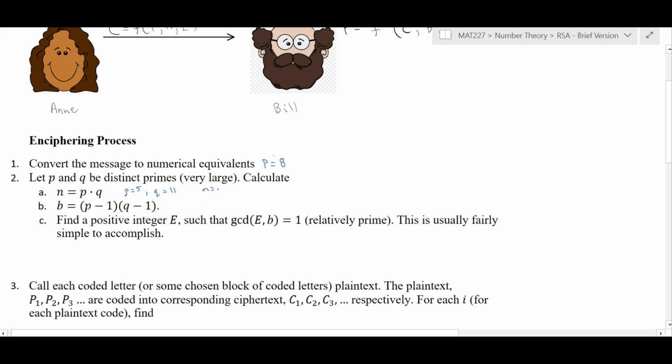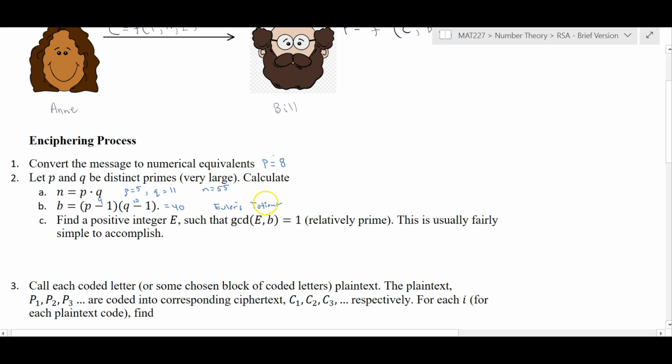And therefore n is 5 times 11, which is 55. Now this value of b takes away 1 unit from each of these two prime numbers and multiplies them together. So this will be 4 and 10 multiplied together, which will give us 40. This value is called Euler's totient. And if you want to read up about what it means, we're not going to go into the theory of this method because there's actually a lot more going on here than meets the eye.